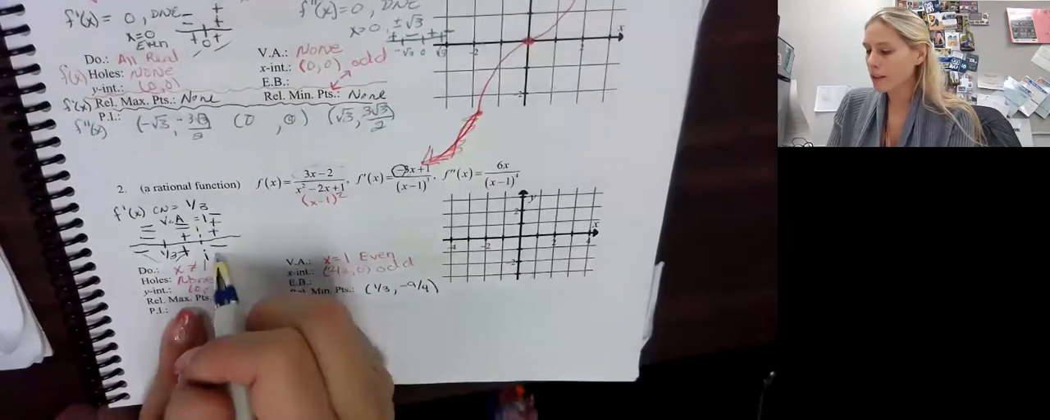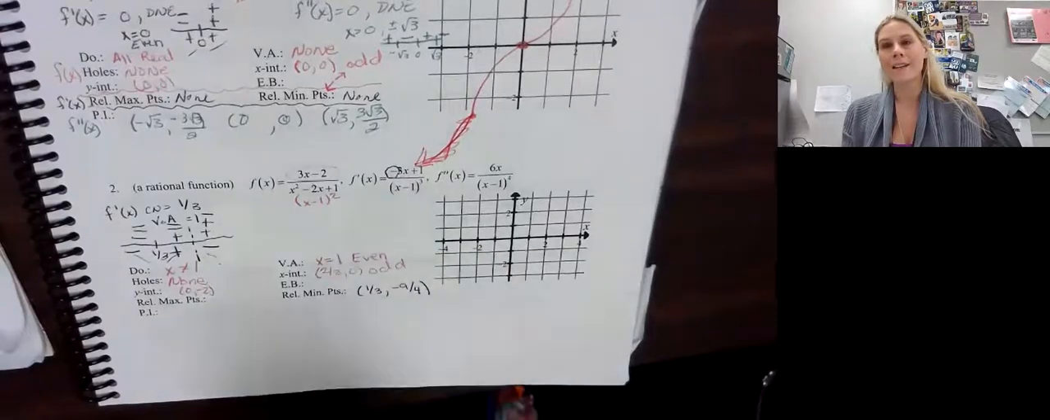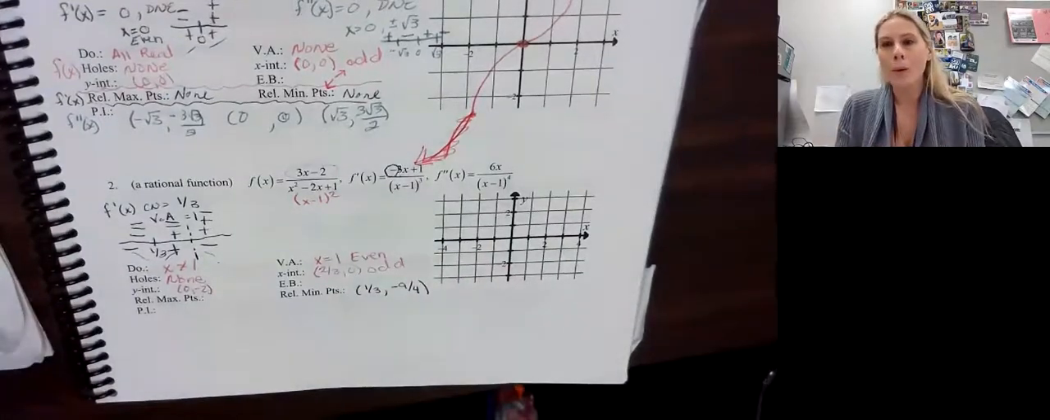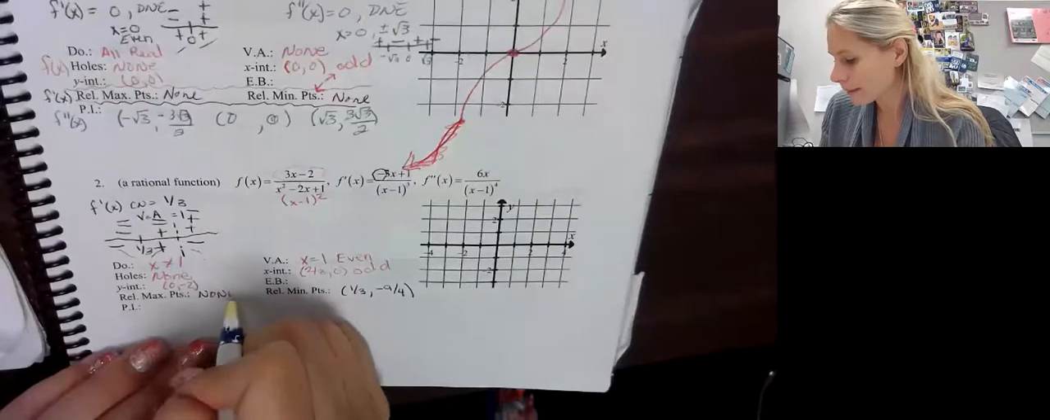Relative max. Even though you think there's a relative max here, as you can see, I indicated it as a vertical asymptote, because can we have a point at a vertical asymptote? No. So there is no relative max. Let's go back to that end behavior. Okay, end behavior, we're looking at a 3x over an x squared. What does it mean when the denominator has bigger exponent than the numerator? It means that there is a horizontal asymptote at y equals 0.